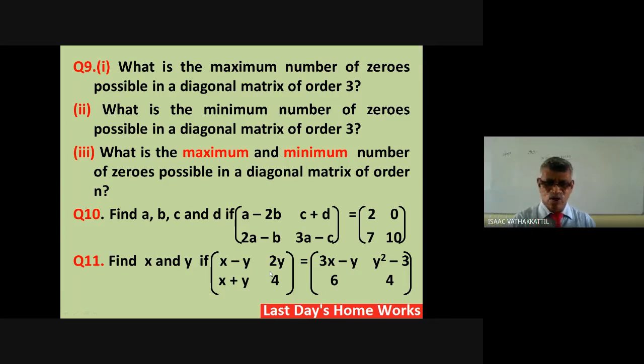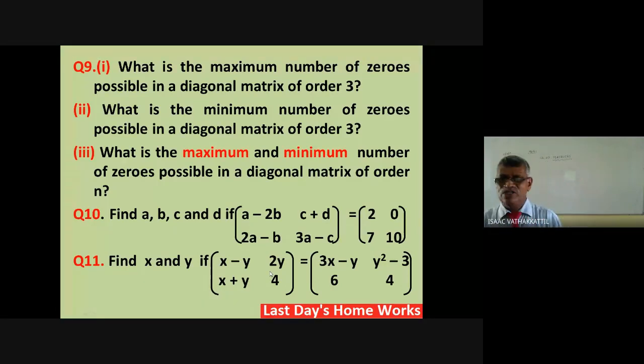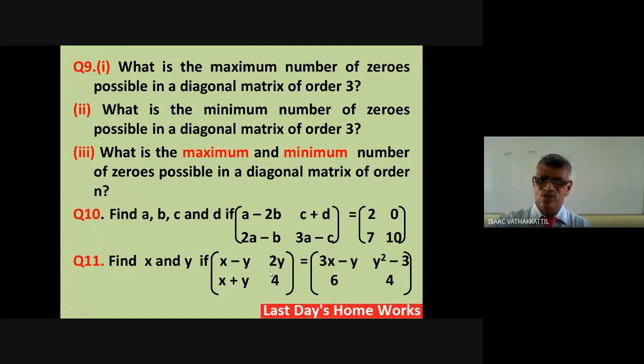And when x equal to 0, from the equation x plus y equal to 6, you get y equal to 6. But remember that when x equal to 0 and y equal to 6, it doesn't satisfy the other equation. 2y equal to y squared minus 3 is not true when y equal to 6. Are you getting it? There is no x and y which satisfy these two matrices being equal. You have to be very careful.